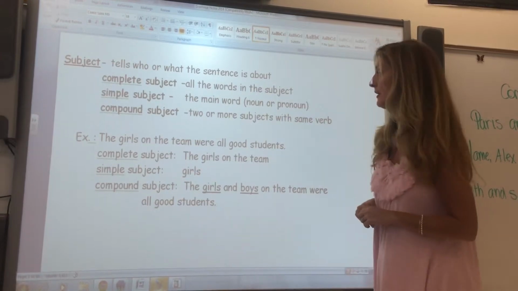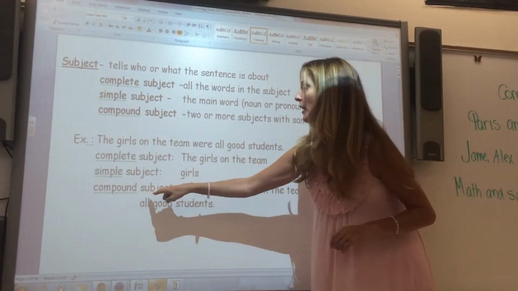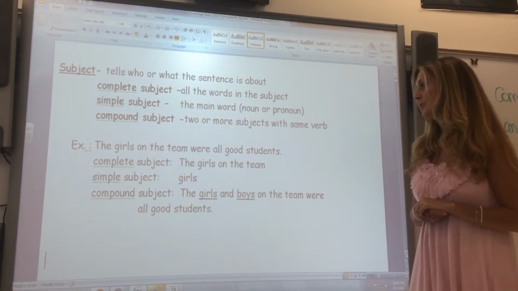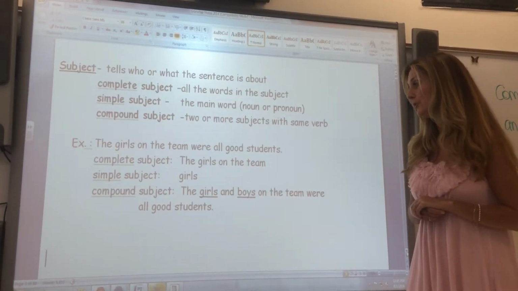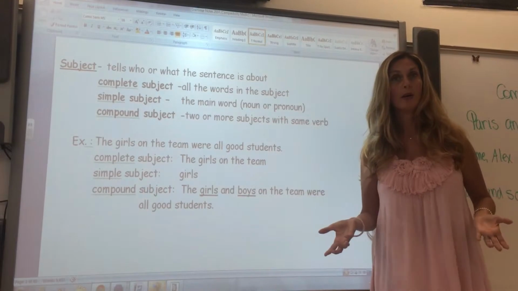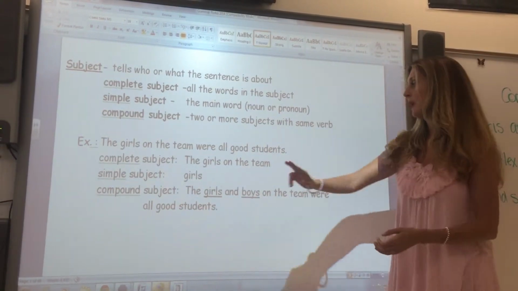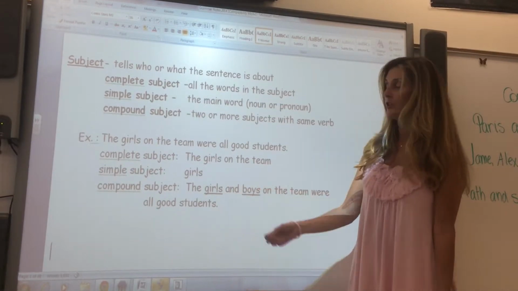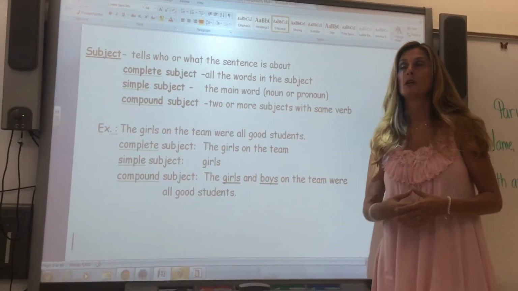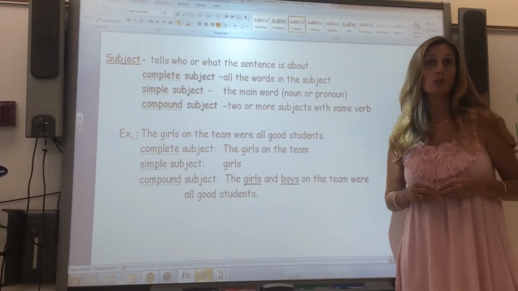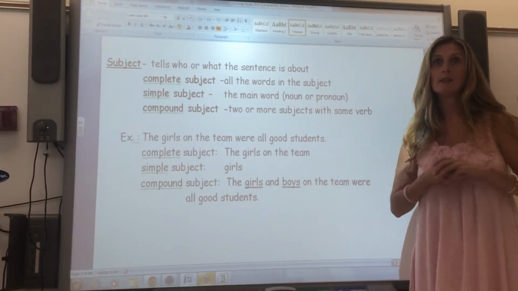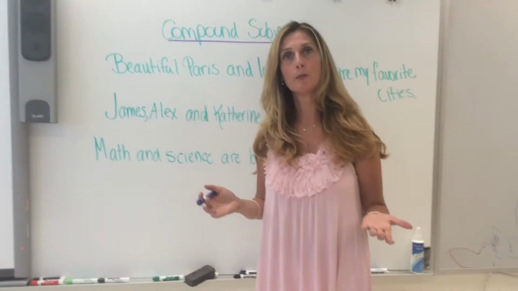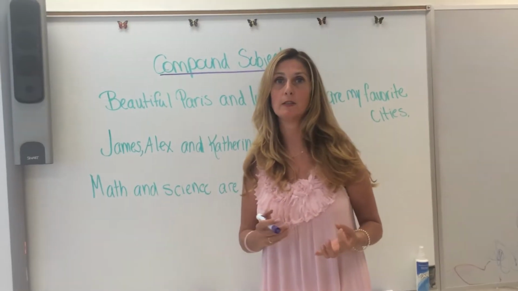Let's look at an example. Here we have a compound subject. The girls and boys on the team were all good students. Who or what were good students? Girls, boys. Whenever you see a conjunction, an and or an or, something that's connecting two nouns or pronouns, that's a heads up that we're getting ready for a compound subject. Let's see some sentences. Here are some examples of compound sentences.